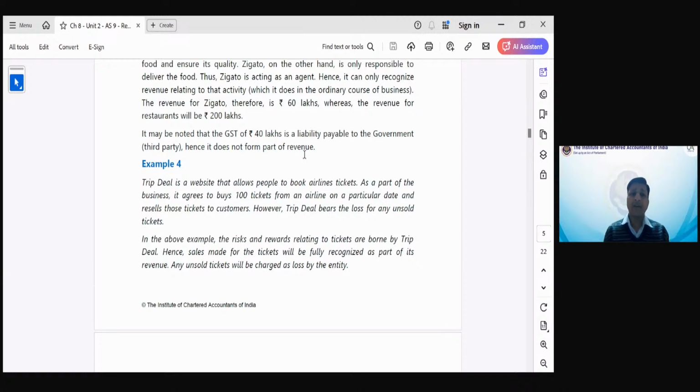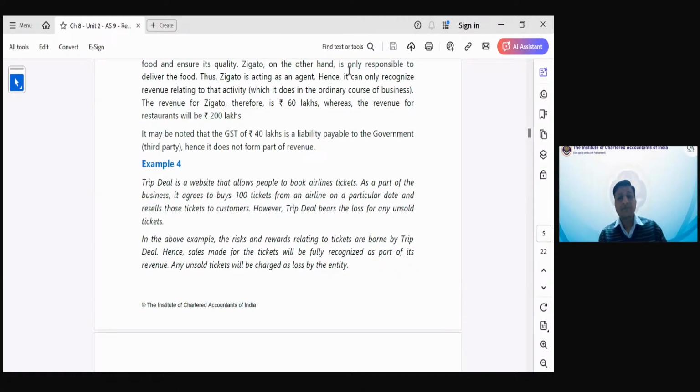Now, this is very, very important. In the above example, the risks and rewards relating to the tickets are borne by TripDeal and not the airline. Hence, sales made for the tickets will be fully recognized as part of its revenue. Okay. Now, when you talk about TripDeal in this particular example, what do you think? Whether TripDeal is acting as the agent or the principal?